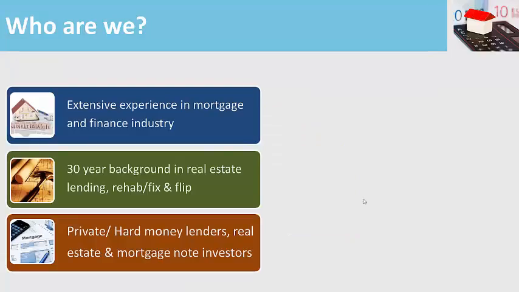My name is Wallace Wong, and I'm one of the principals at Cashflowing Notes. Before we delve into this, I wanted to introduce who we are and our experience. My partner and I have an extensive background in the mortgage and finance industry, having done over 100 million in transactions. Combined, we have a 30-year background in real estate investing, lending, and rehab fix and flips.